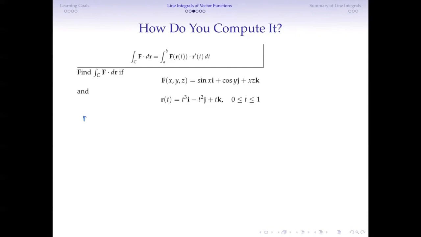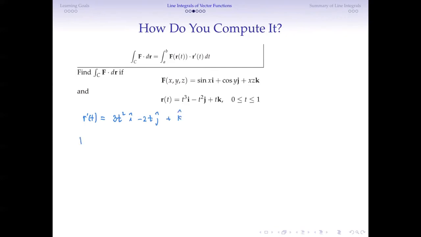First of all, we need to compute the tangent vector, r prime of t. That's going to be 3t squared i minus 2t j plus 1 times k.